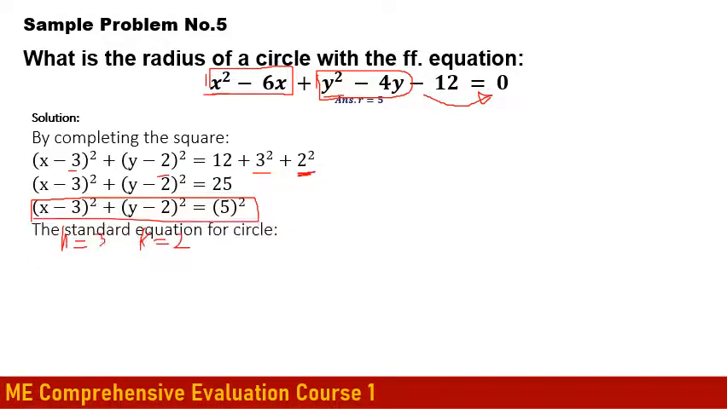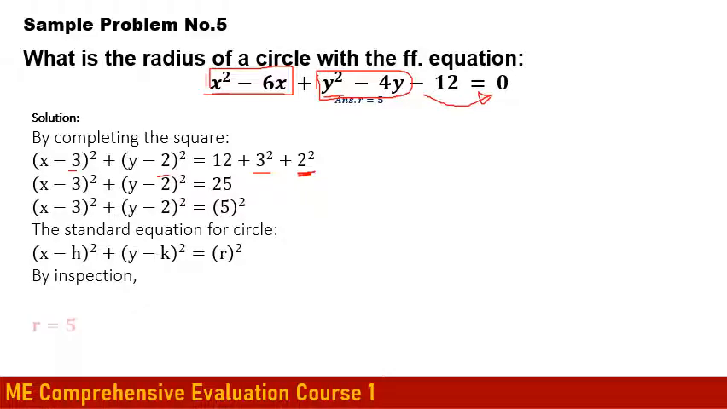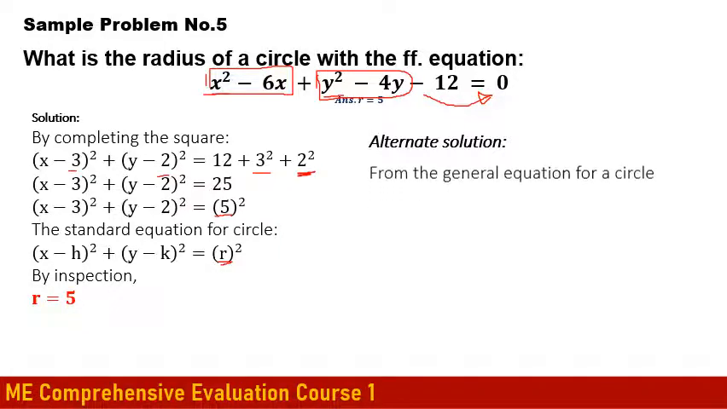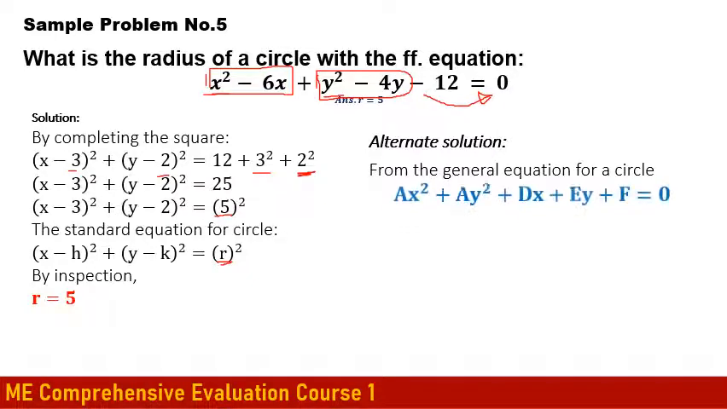If we're going to get the value of the radius by inspecting the equation, r is equals to 5 because this is the standard equation of the circle. So r would be equals to 5 because this is the r here on the right side. So that is how you can use completing the square in order to get the radius of the circle. But you can also use an alternative solution by using the general equation for a circle.